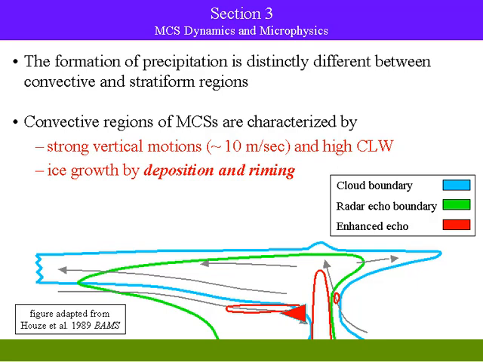Within the convective region of an MCS, and by the convective region I'm talking about this area, we expect strong vertical motions. That would be updrafts on the order of 10 or tens of meters per second, and a very high cloud liquid water content. So therefore we would expect ice growth similar to the ice growth which occurs in isolated thunderstorms to be mostly by deposition and lots of riming. So in other words, we have lots and lots of graupel within the convective core.